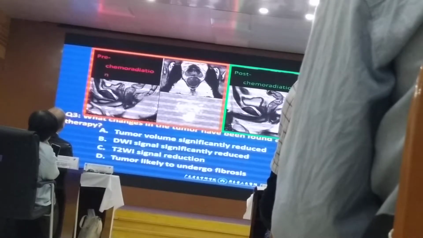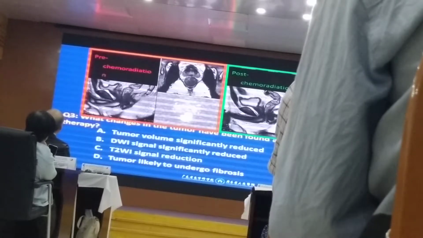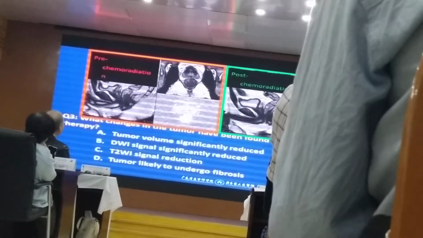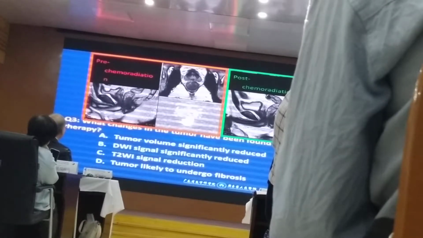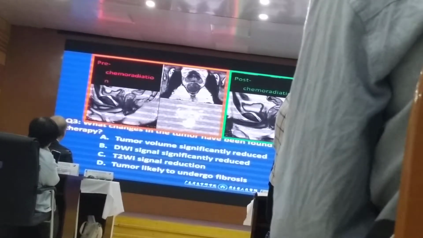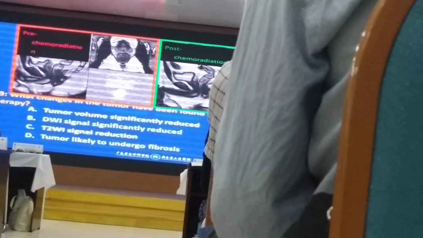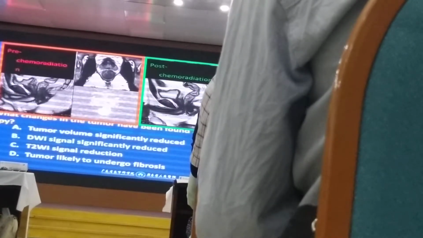Question 3: what changes in the tumor have been found after neoadjuvant therapy? After neoadjuvant therapy, compared with the MRI before the treatment, the tumor volume reduced significantly, and the lesion signal on T2 weighted image and DWI also decreased, which suggests fibrosis in the lesion. So all the answers are correct.